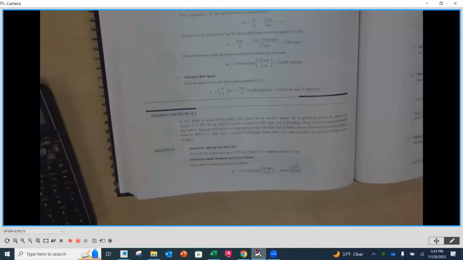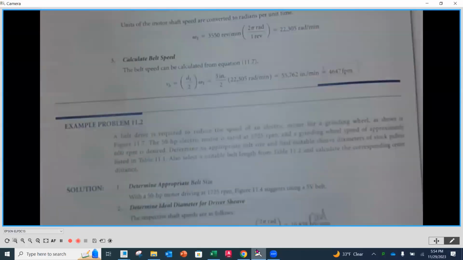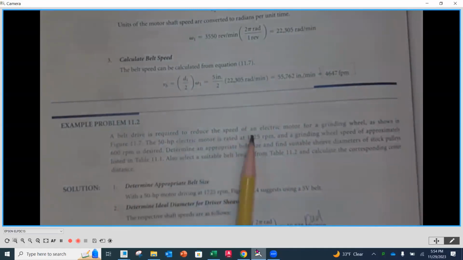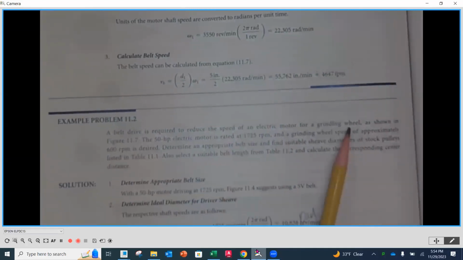So let's look at the problem statement again, which starts at the bottom of page 306. Okay, so we've got some things to do here. So it says here a belt drive is required to reduce the speed of an electric motor to a grinding wheel.